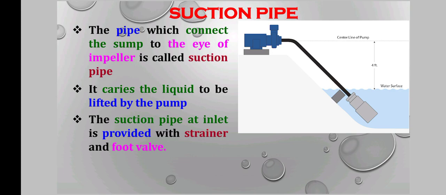Next, the suction pipe. The pipe which connects the sump to the eye of the impeller is called a suction pipe. It carries the liquid to be lifted by the pump. In the diagram, it is shown that the water is below the pump, and by using the motor, it will be sucked from the lower level to the upper level. The suction pipe at the inlet is provided with a strainer and a foot valve.